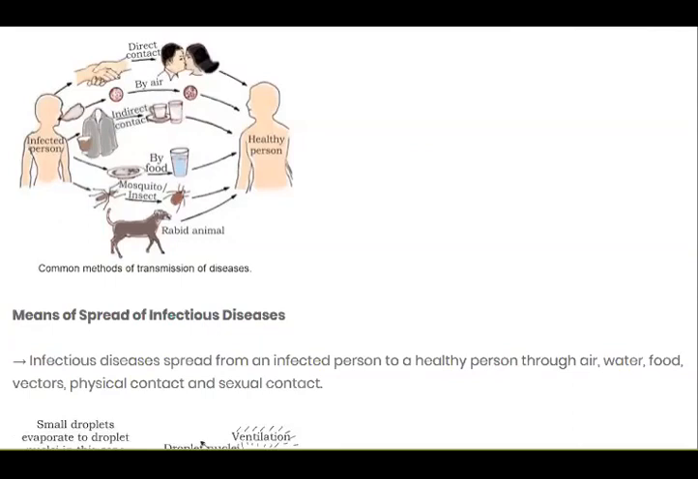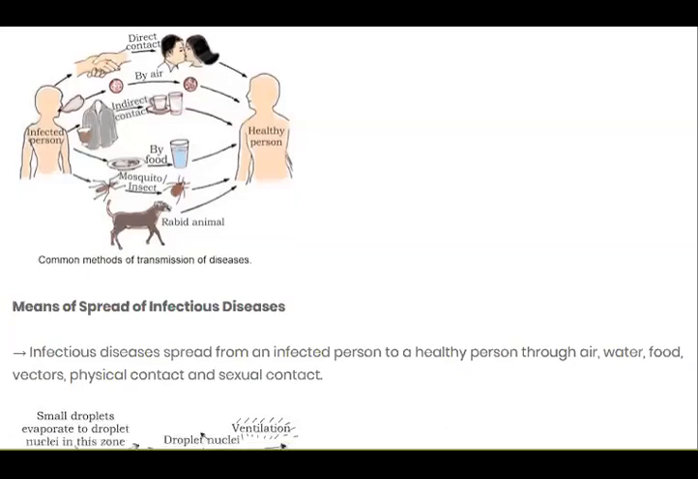So, means of spread of infectious diseases. Infectious diseases can spread from an infected person to a healthy person through air, water, food, vectors. Vectors means carriers like the mosquitoes, physical contact, and sexual contact.